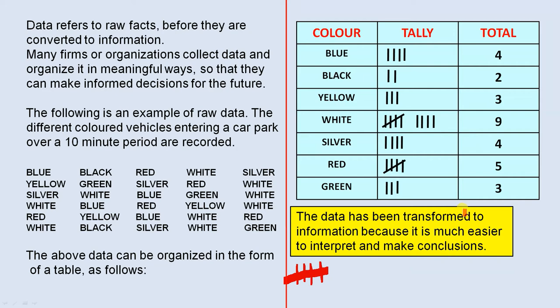So the data has been transformed to information because it is much easier to interpret and make conclusions. So after we finish the column where we have the tally marks, we just write the numbers here. Now let's look at a very interesting question over the next page.